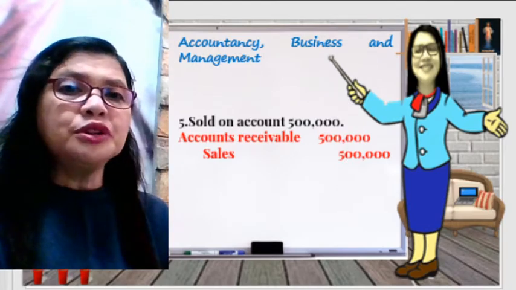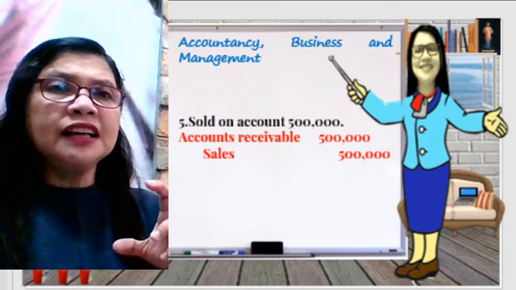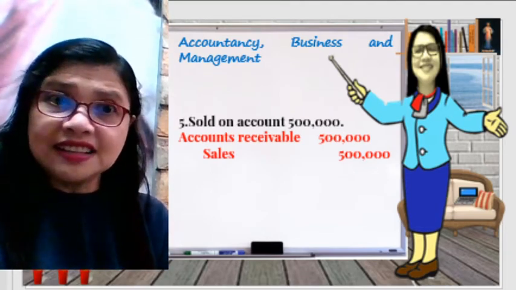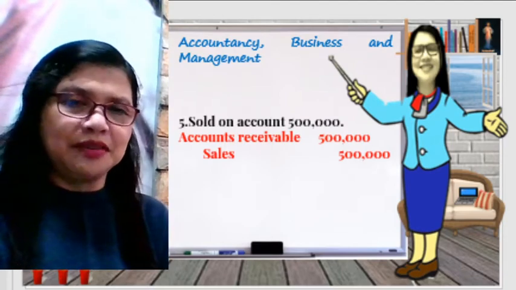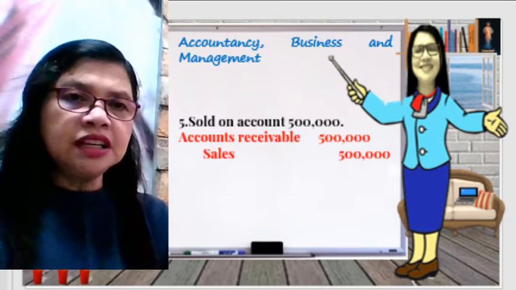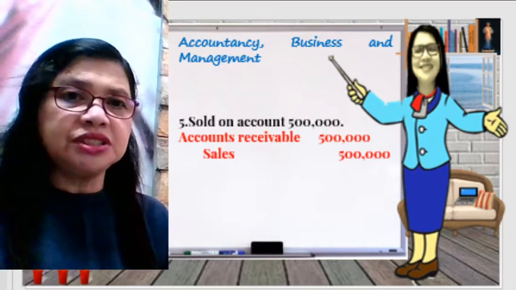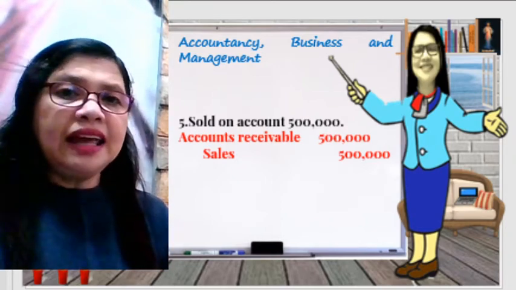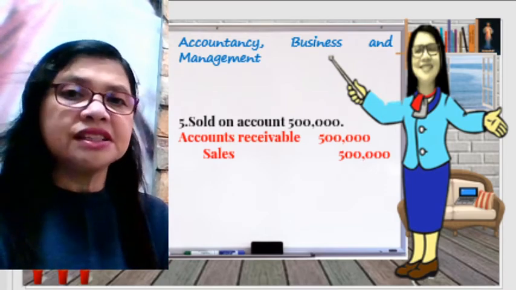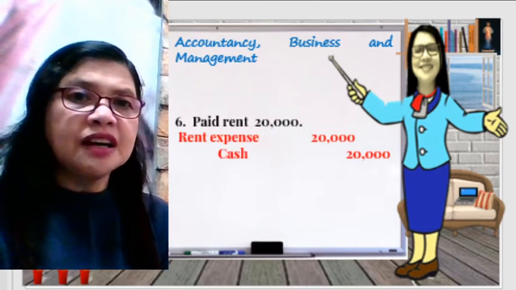Number five, sold on account 500,000. So meaning the company did not receive cash. What did it receive instead? Yes, the accounts receivable. Meaning the company sold on account. So instead of receiving cash, it received another form of asset, which is in the form of receivable. And since this is a sale, we credit sales of 500,000.